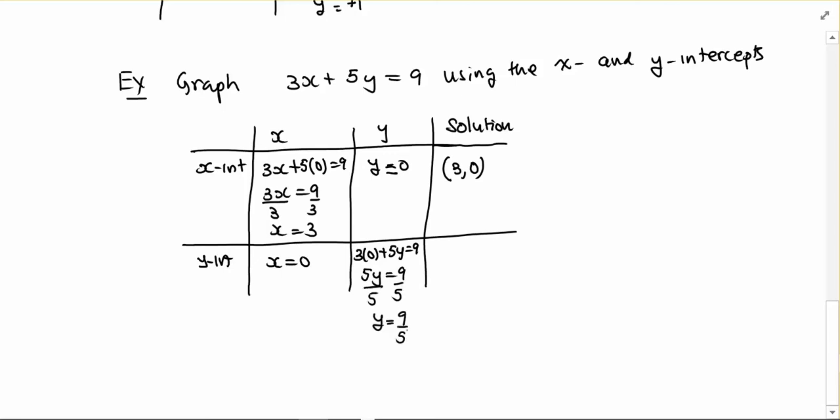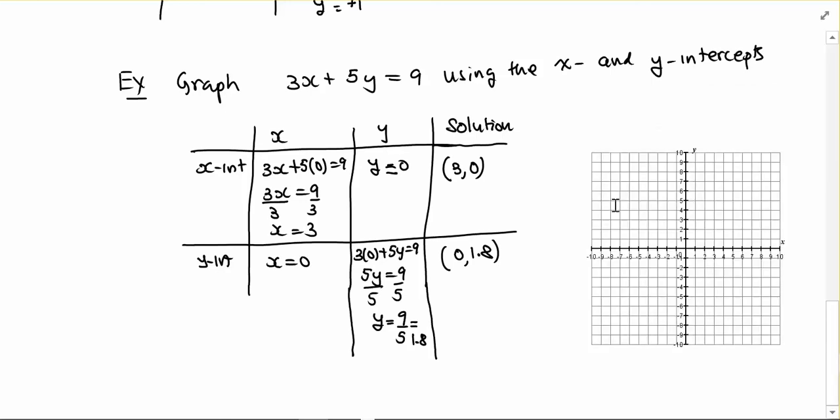Now, sometimes, especially when you're trying to graph something, it's easier if you have a decimal to gauge where you end up. So 9 divided by 5, in this case, is going to work out to be a terminating decimal. This is 1.8. So my solution is 0, 1.8, and that's much easier to guesstimate than 9/5.